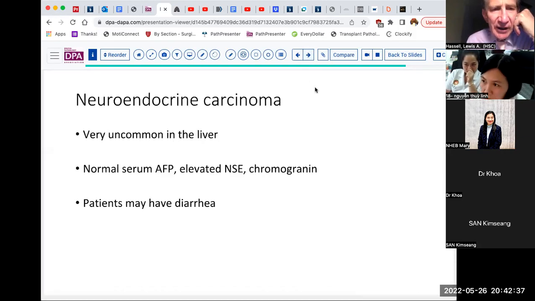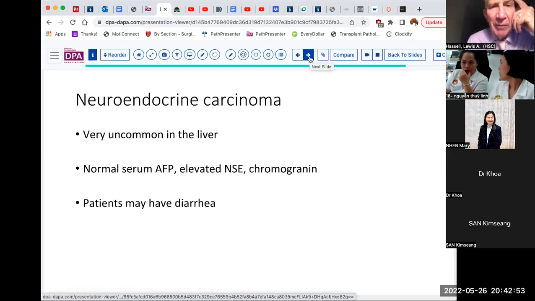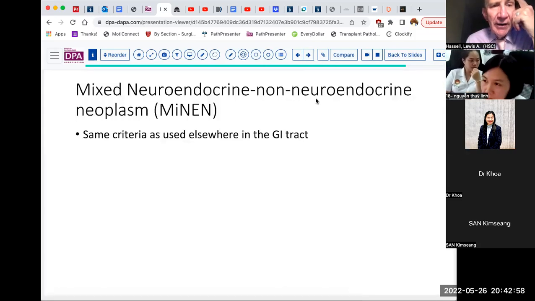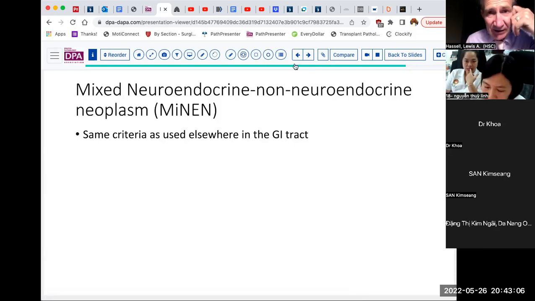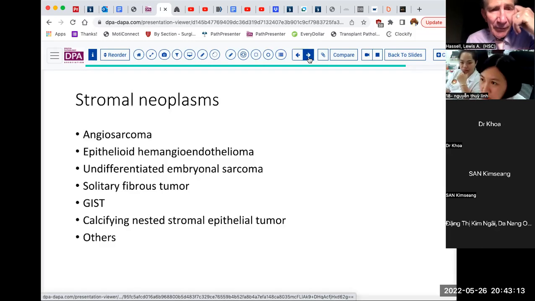Neuroendocrine carcinomas, again, would be very uncommon in the liver. These would usually have a normal serum AFP with an elevated chromogranin or other neuroendocrine marker, and they might have evidence of vasoactive peptides with diarrhea and so forth. Mixed neuroendocrine, non-neuroendocrine tumors can also occur in the liver. I've never seen a case that's primary in the liver, so I don't have one to show you, but you can be aware that they can happen.